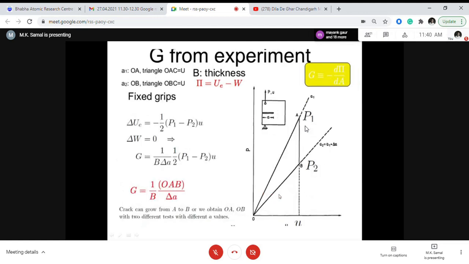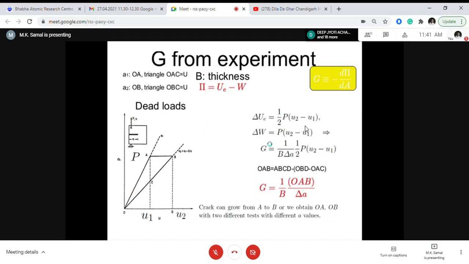But here you see when the displacement is fixed, and in other cases the load is fixed. So in load release conditions, there is additional area, that is, additional energy. During the motion or during the crack growth, some work is also done on the specimen, but the expression for G remains the same.